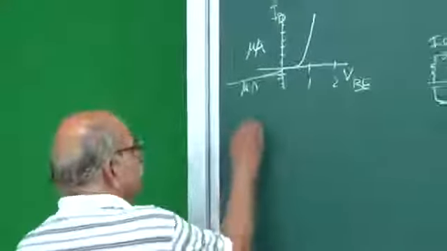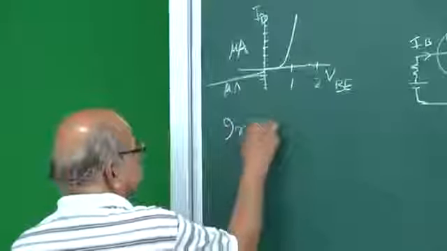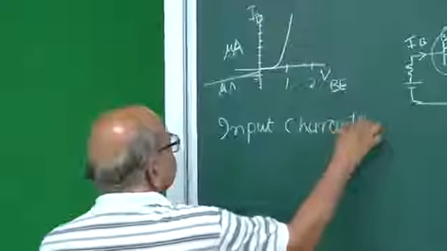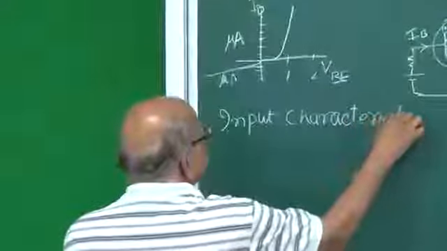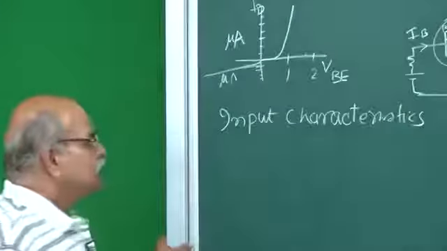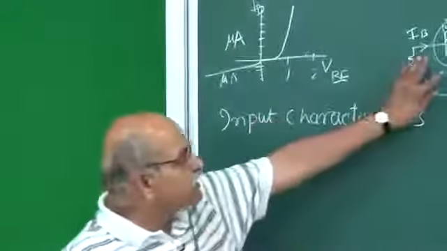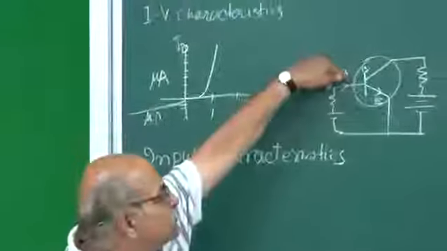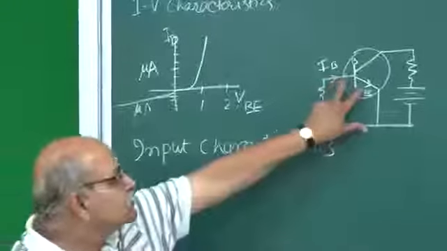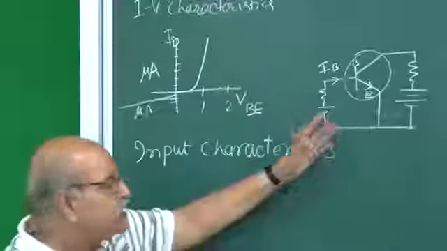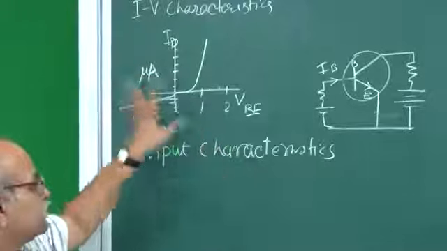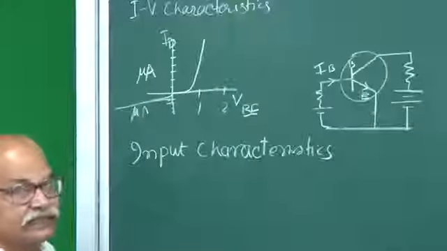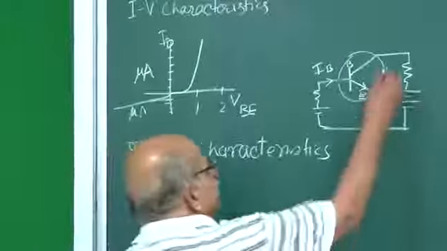This is known as input characteristic, because this whole side is called the input side, and IB is the current on the input side, VBE is the potential difference on this input side. So this characteristic is known as the input characteristic. You also have output characteristics, and what will that be?